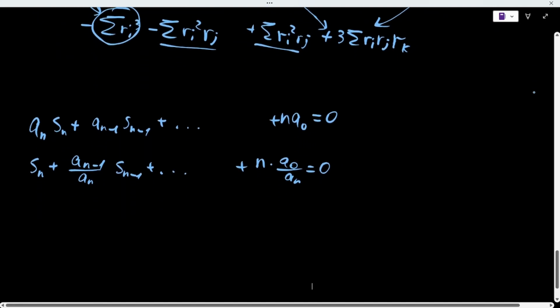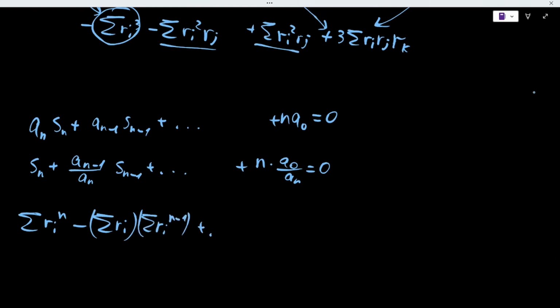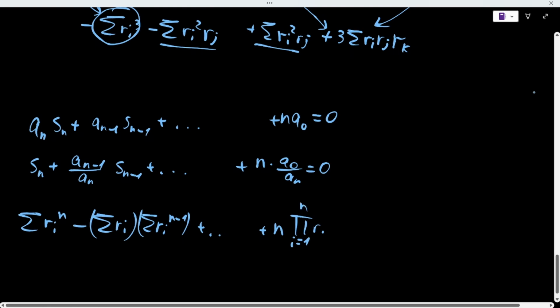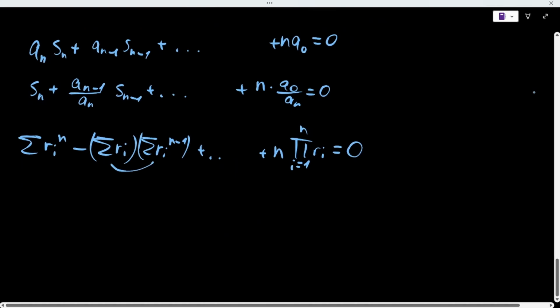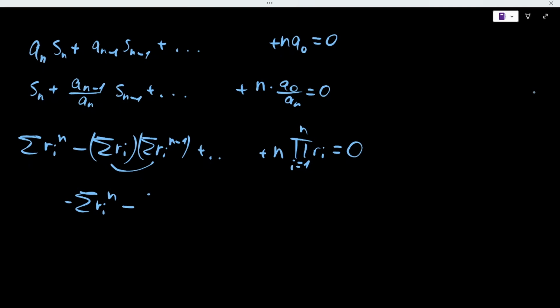The first one is just the sum of the n-th powers of the roots, so Ri to the power of n, minus the sum of the Ri times the sum of the n minus 1 powers, Ri to the n minus 1, plus, and so on. We get n times the product of all of the roots, i equals 1 to n, Ri. If we expand the second one, we will get all terms like Ri to the n minus 1 power times Rj, where i and j are different.